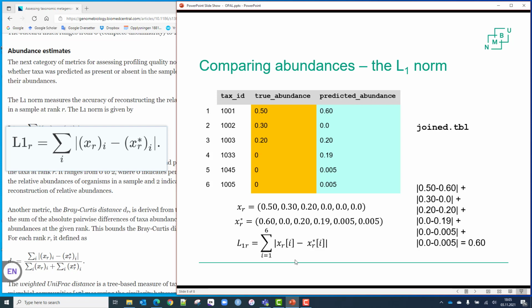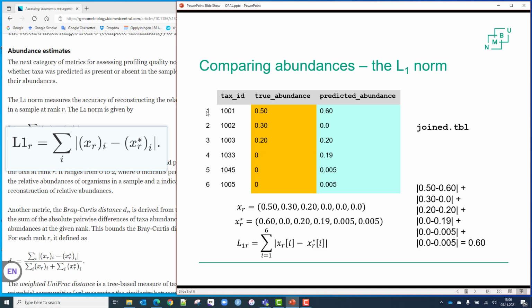So here I've written the formula again in a slightly different way. First of all, I specify that I goes from 1 to 6, since we now have 6 indexes, right? So we sum over all indexes, and what do we do inside here? We take abundance number I, and I use the brackets like we do in R. Abundance number I from this column minus abundance number I from this column, subtract them and take the absolute value. And that's exactly what we do over here.